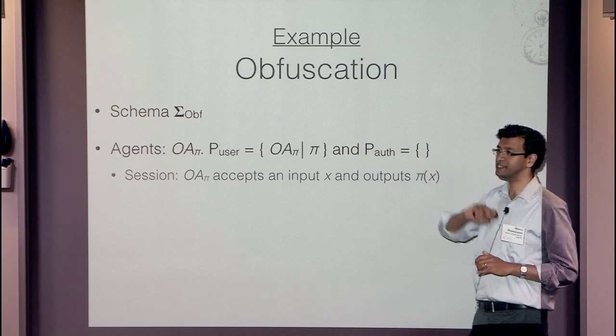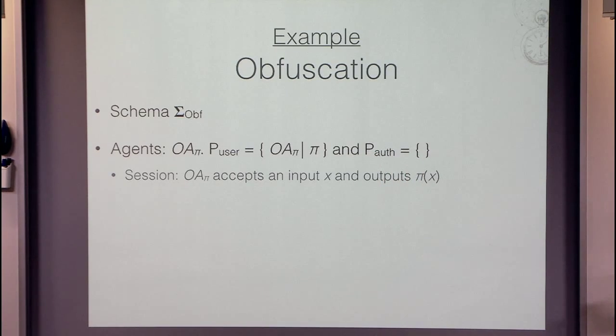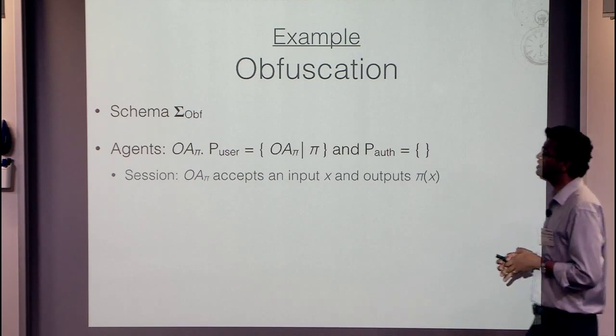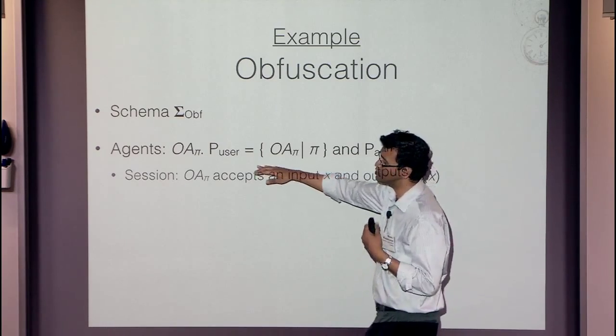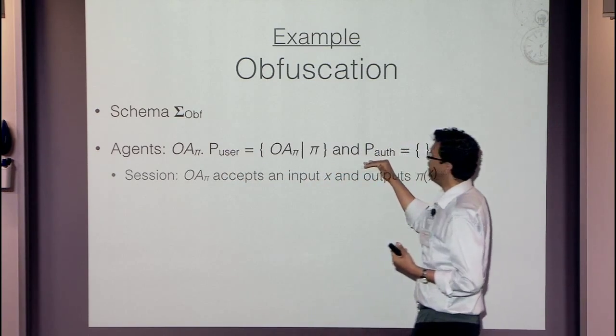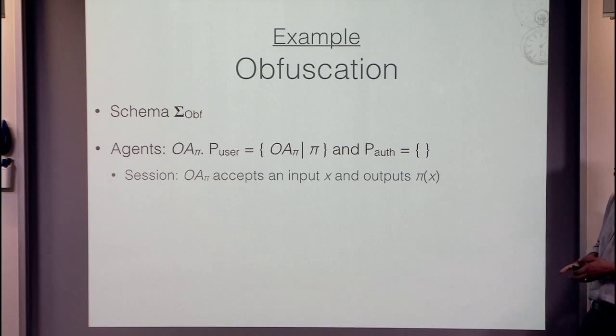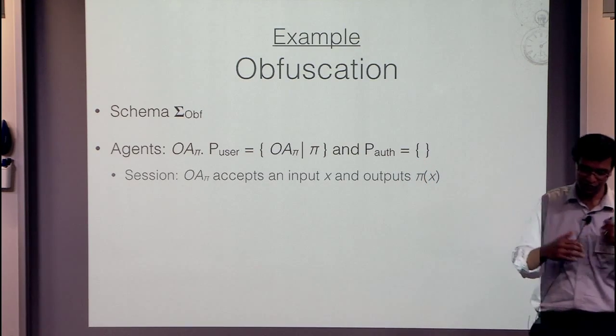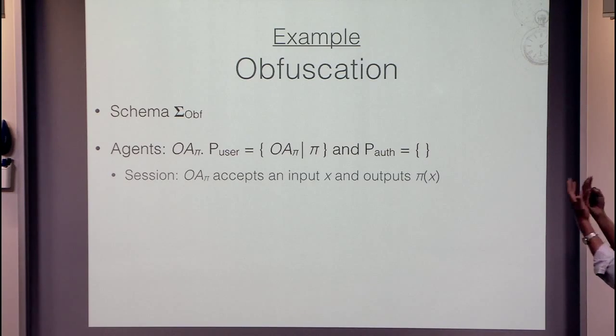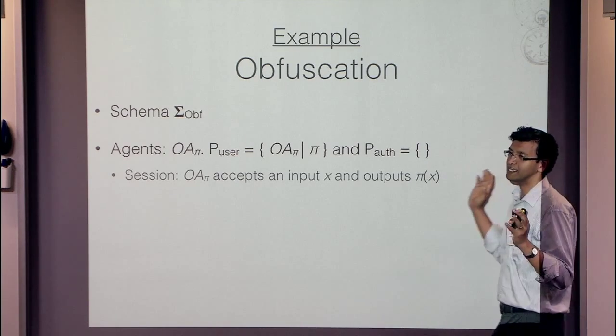Okay, so obfuscation. It's a very simple schema. It has just one kind of agent, the agents which hold a program inside them, and both the test and the user can upload them. There is no particular agent that only the test can upload. Auth means authorized agents which only the test can upload. Think of things like keys. There is nothing like that in obfuscation.